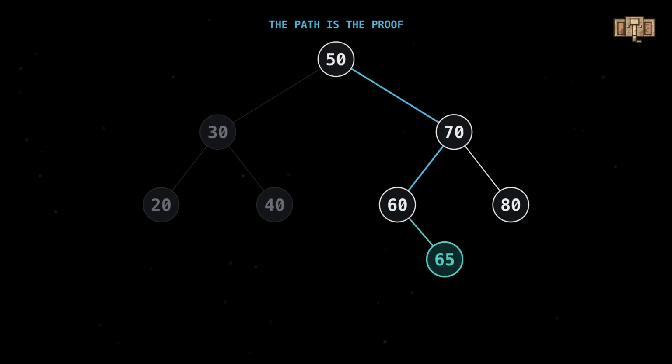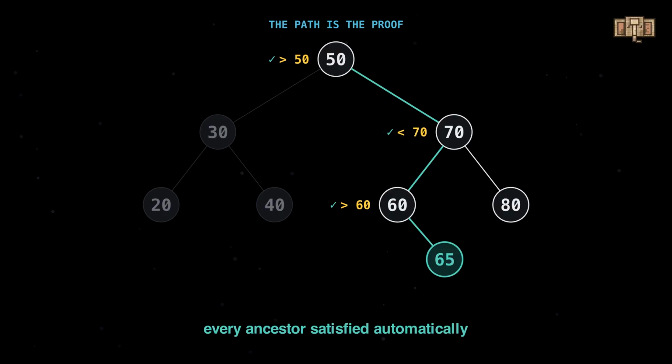Let us check it. 65 is right of 60, so it is bigger, good. It is in the left subtree of 70, so it is smaller, good. It is in the right subtree of 50, so it is bigger, good. Every ancestor is satisfied automatically because we only stepped where the comparisons forced us. The path itself is the proof.